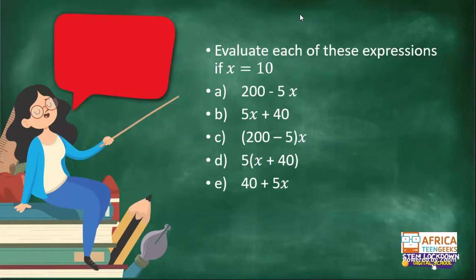Can you give me the answer? Let's go to Nosipo. Yes, sir. So, sir, it's going to be 5 open bracket 10 plus 4 and then close bracket. So it's going to be 5 open bracket 10 plus 40. Then 10 plus 4 is going to be 14, right? And then 5 times 14 is 70.